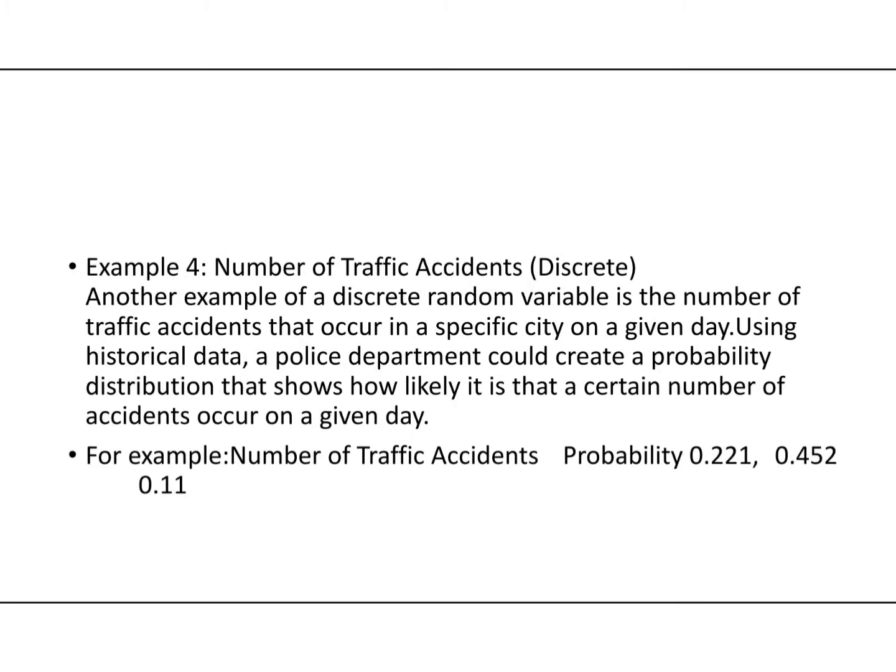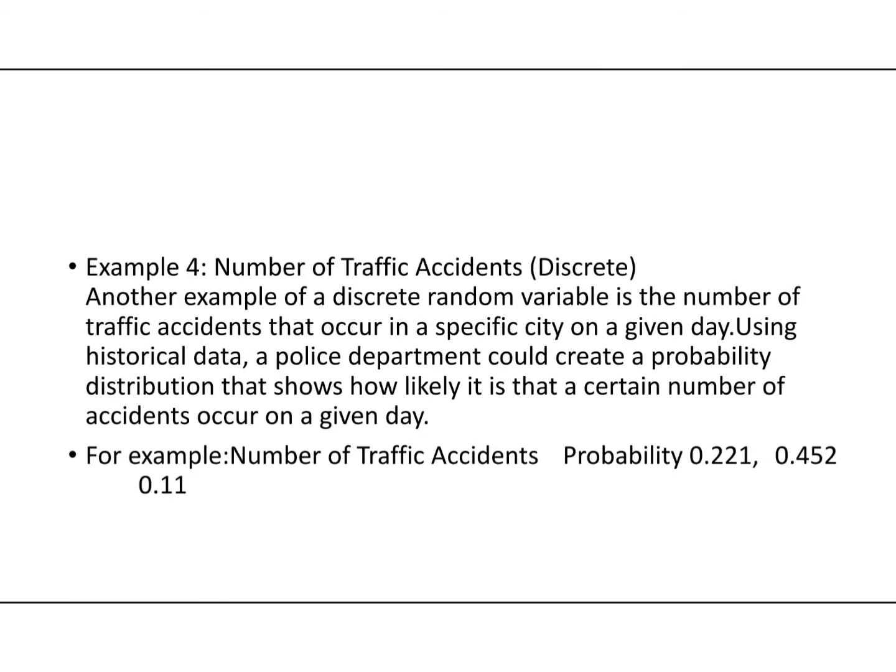Example number 4. Number of traffic accidents. It is a discrete type random variable. Another example of a discrete random variable is the number of traffic accidents that occur in a specific city on a given day. Using historical data, a police department could create a probability distribution that shows how likely it is that a certain number of accidents occur in a given day.